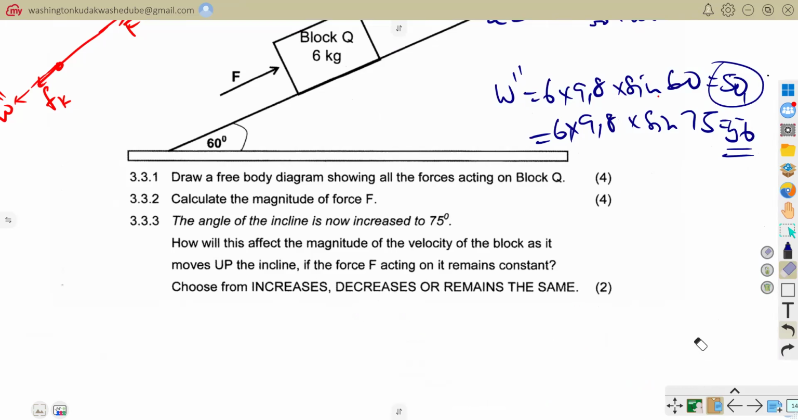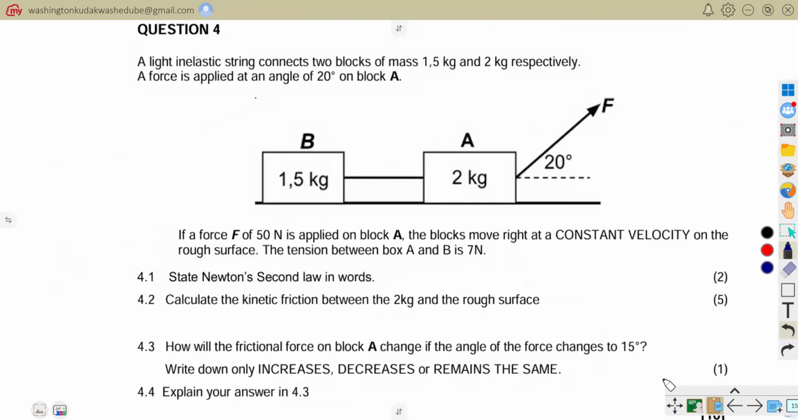Now we have done questions to do with what? Newton's second law and its application in terms of net resultant force. So I want us to do the last question on that, where we apply Newton's second law and the net resultant force.